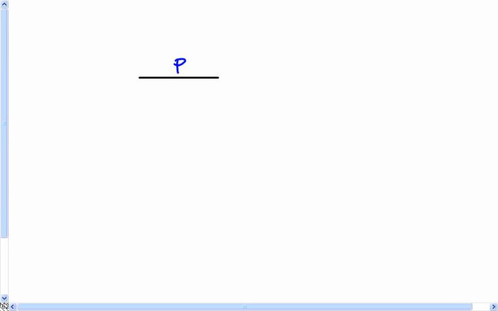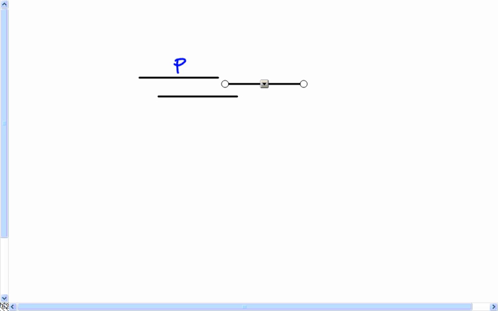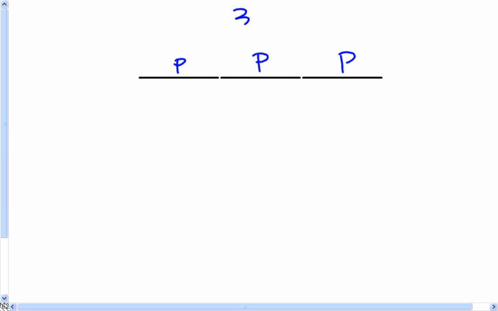Then a length of 3p, I need 2 more of those. So I'm just going to clone that and do it one more time. And then I can attach those together. And I'll leave a little space so you can see the gap there, that I actually have 3 parts. So there's 3p. And that's the same as 3p, p plus p plus p.